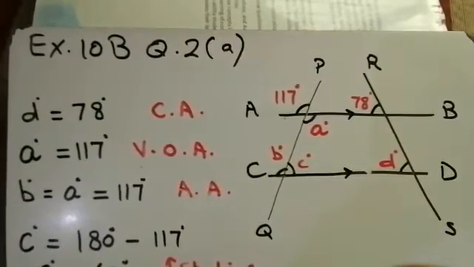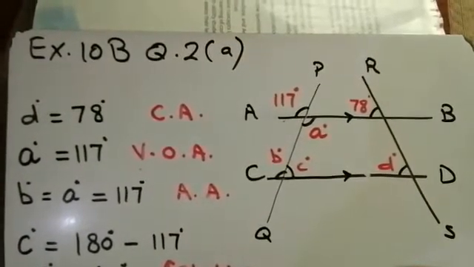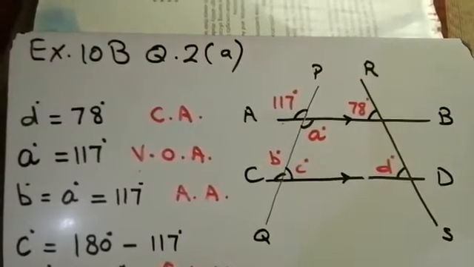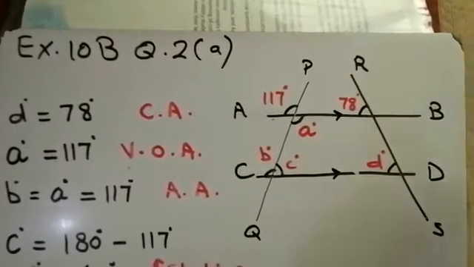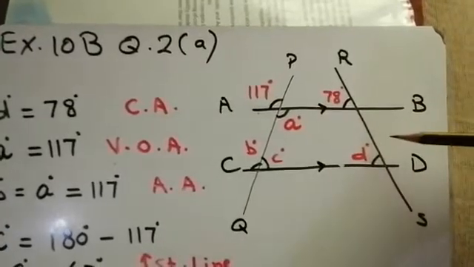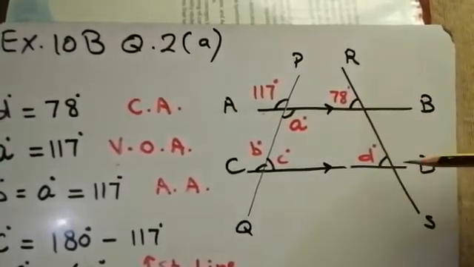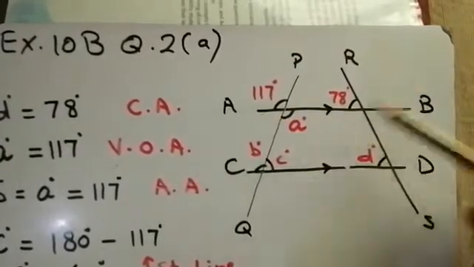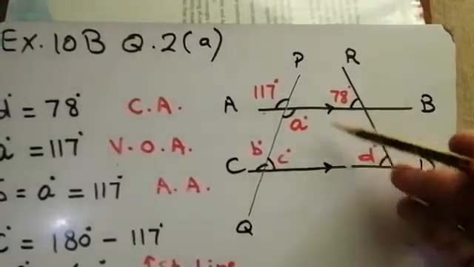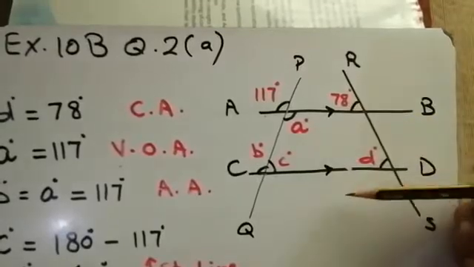Dear students, let's discuss this question. This is question number 2A from exercise 10B. First of all, look at the diagram given here on the right hand side of the board. You can see there is a pair of parallel lines AB and CD, and this arrow shows that these two lines are parallel to each other.